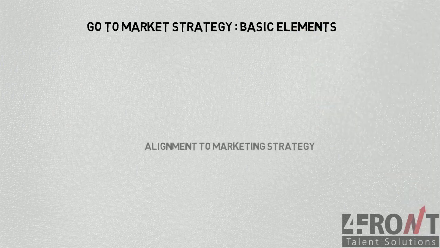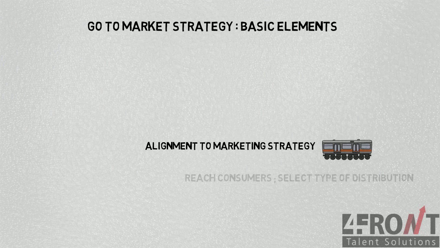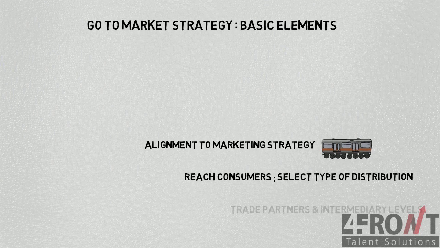They are alignment to the marketing strategy. This is extremely critical, and we have discussed this in our lesson 1 while we were building the brand wagon. To reach the consumers, it is important to select the right type of distribution. It can be direct, indirect, or the type of distribution can be intensive, exclusive, or selective. Then comes choosing the right trade partners as well as the number of intermediary levels.